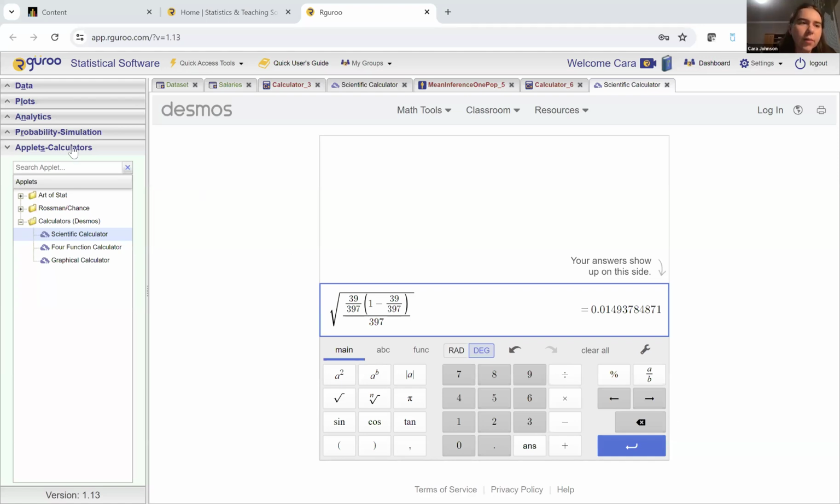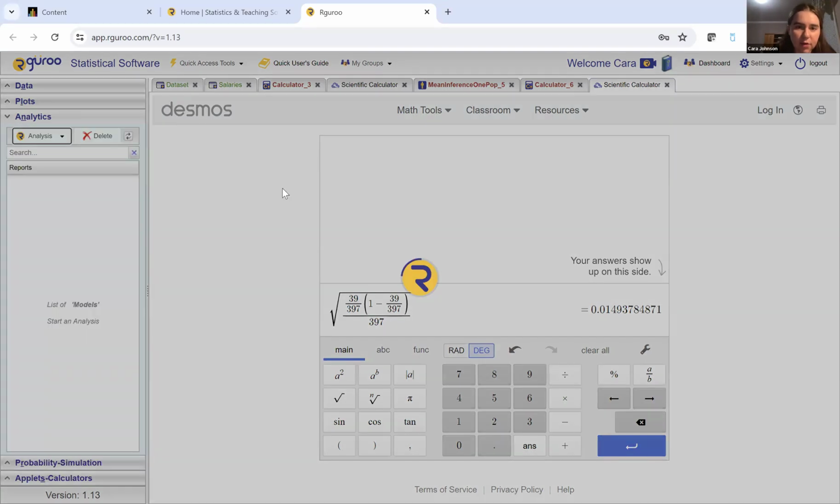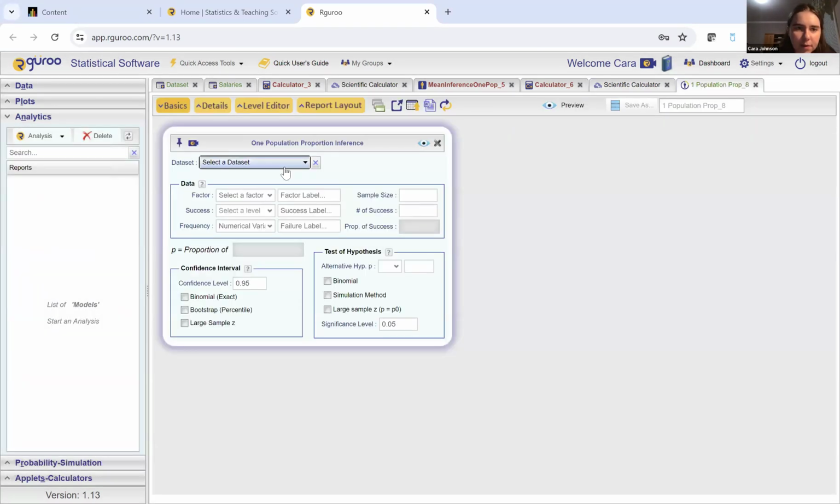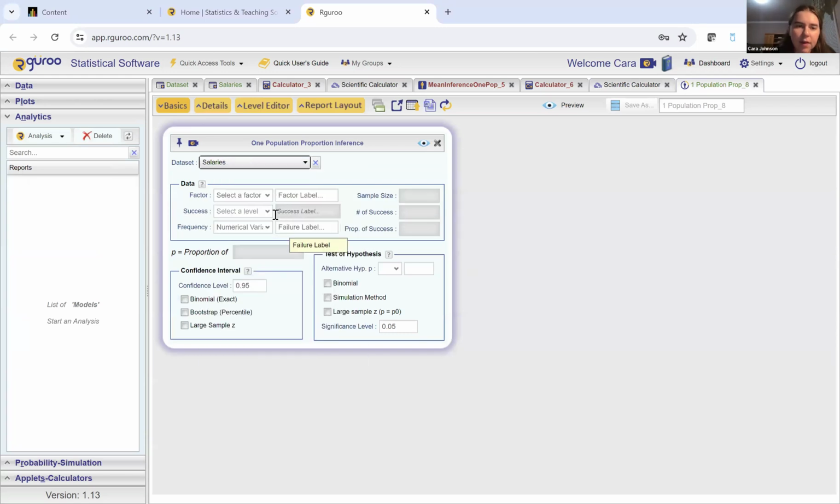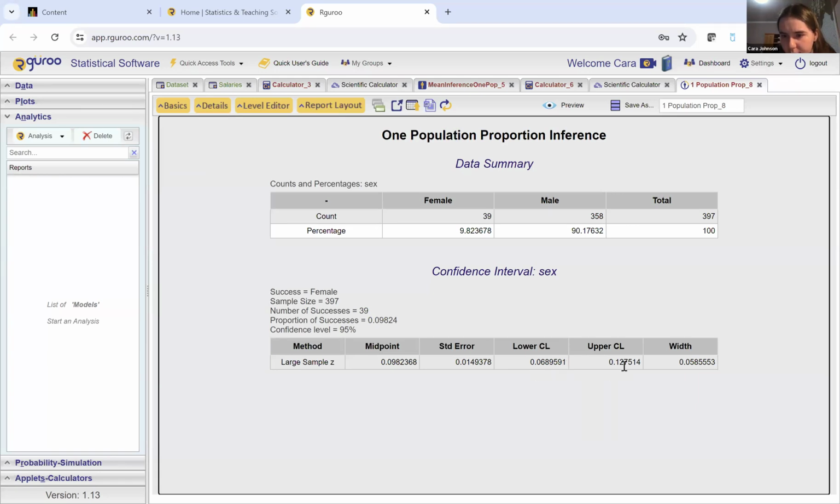All right, so in our guru, I'm going to go under analytics, analysis, proportion inference, one population. Select my data set, and then under the factor, you're going to select your variable, and then under your success here, you're going to select what you're doing the proportion of. So I'm doing the proportion of females, so I'm going to select female because that's what I consider to be a success. And then 95% is fine, and then check large sample Z. Hit the eyeball, and I get 0.069 and 0.128. So the same numbers that I got in my by hand version.